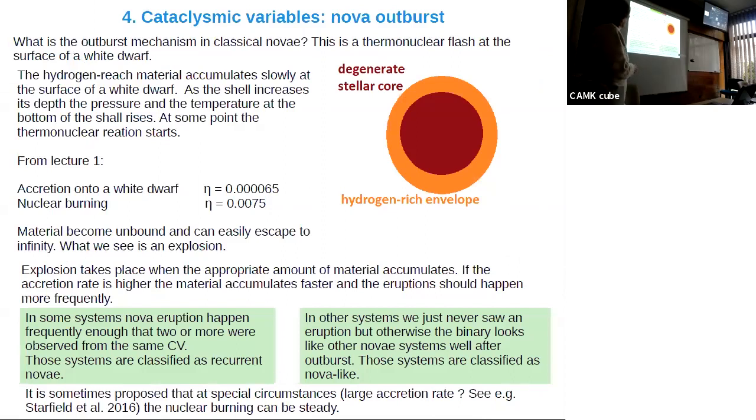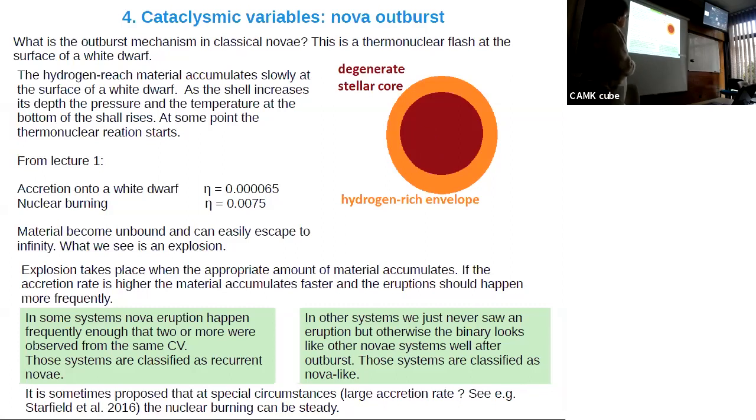So what happens? We know what happens, because we have this inflow of material onto the surface of the white dwarf. This is the white dwarf, and here we have the degenerate stellar core, and now a hydrogen envelope forms through the accretion. If we start now, the hydrogen envelope is thin, but it accumulates, and then at the bottom of the zone, finally the temperature and the pressure rise considerably, and thermonuclear reaction starts. And this leads to a rapid outburst, because the core is degenerate.